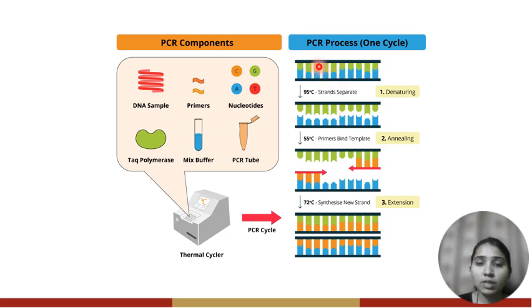In the first step, double stranded DNA gets separated into single strands. In the second step, annealing, forward and reverse primers are attached to the complementary strands, and in the third step, the newly synthesized DNA is formed. So this is the PCR process in one cycle. This process happens again and again, and that's why it produces millions of copies of the DNA. This whole process occurs in a machine called a thermal cycler.